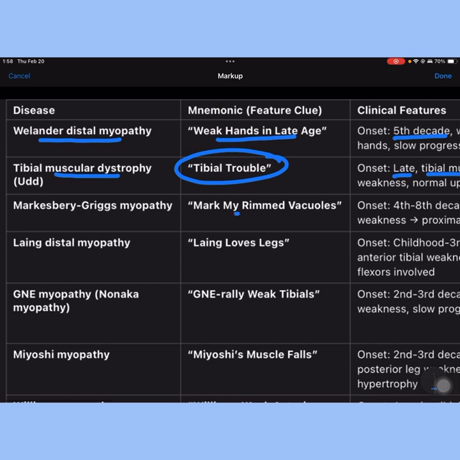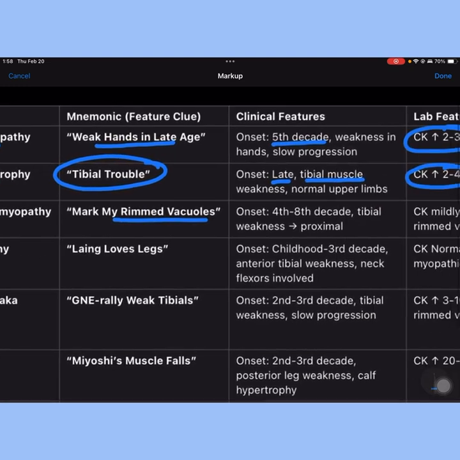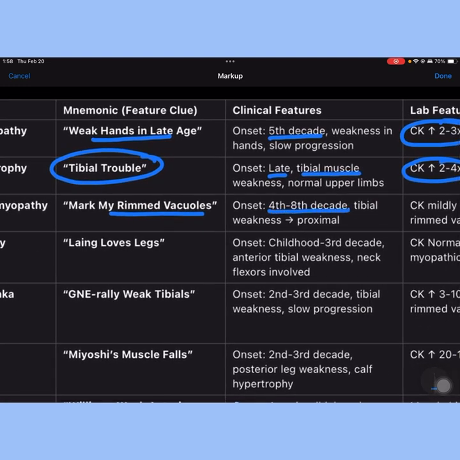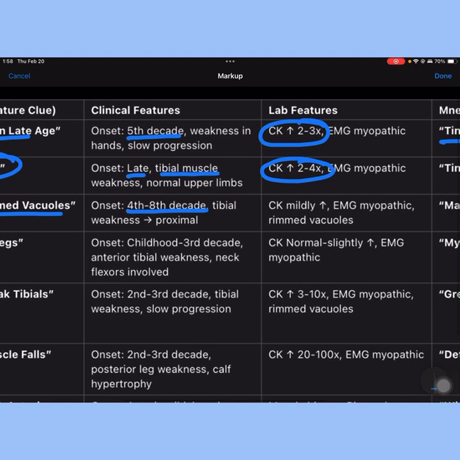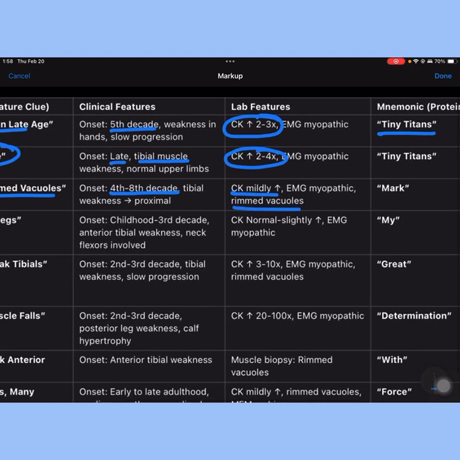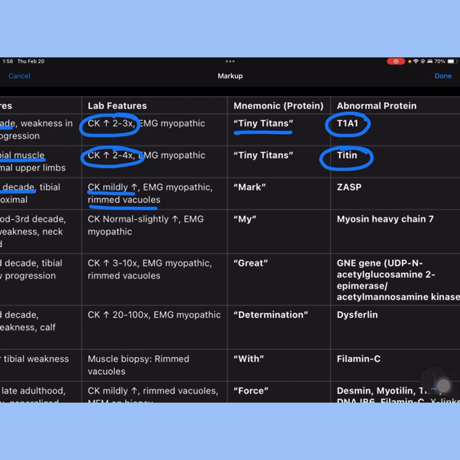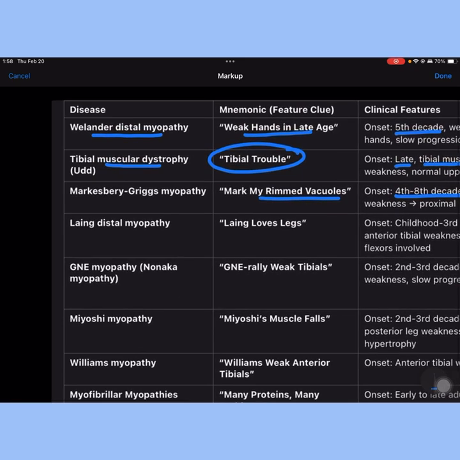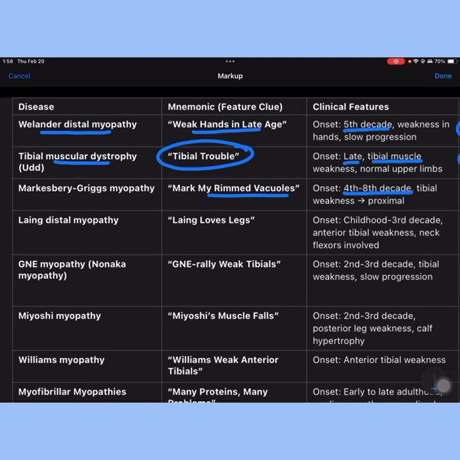The third one is Markesbery-Griggs myopathy. So the mnemonic is mark my rimmed vacuole. Onset is again 4th to 8th decade. Tibial weakness is present. CK is only mildly elevated, and there are rimmed vacuoles. So the abnormal protein is ZASP in Markesbery-Griggs myopathy.